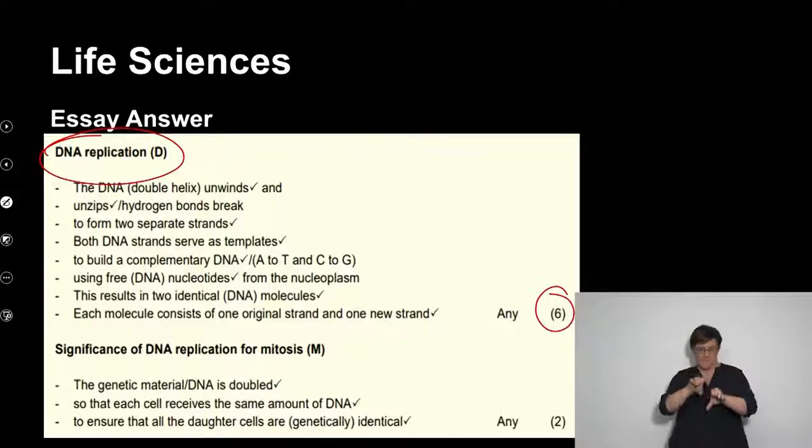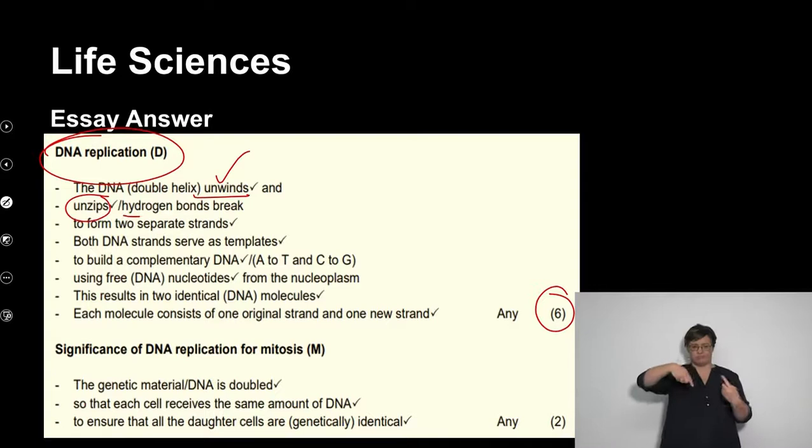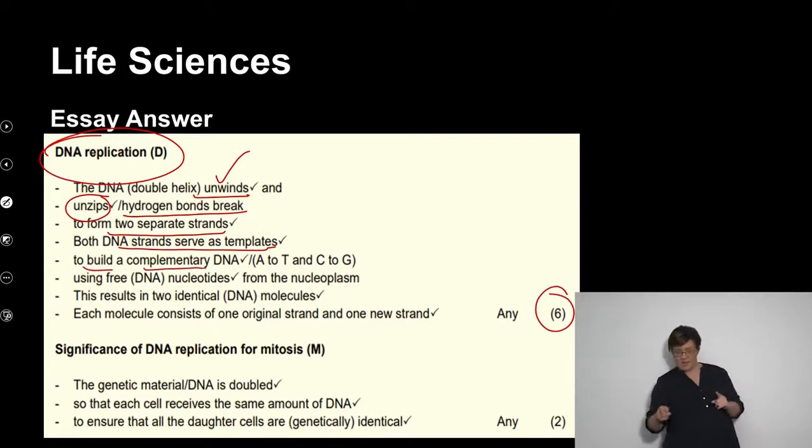So the DNA, you've got to describe it unwinding. You've got to talk about unzipping and the hydrogen bonds breaking. This then causes the strands to separate out, forming two templates. These templates then serve as strands on which the free nucleotides or the complementary DNA nucleotides will bond, where adenine to thymine and guanine to cytosine base pair. And this is using the free nucleotides in the nucleoplasm.